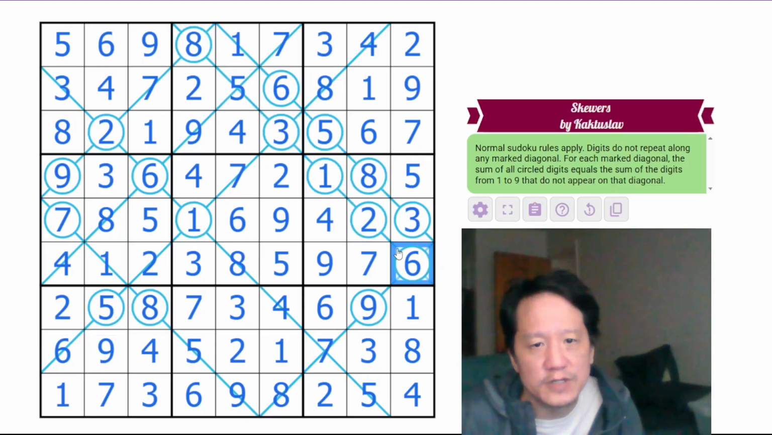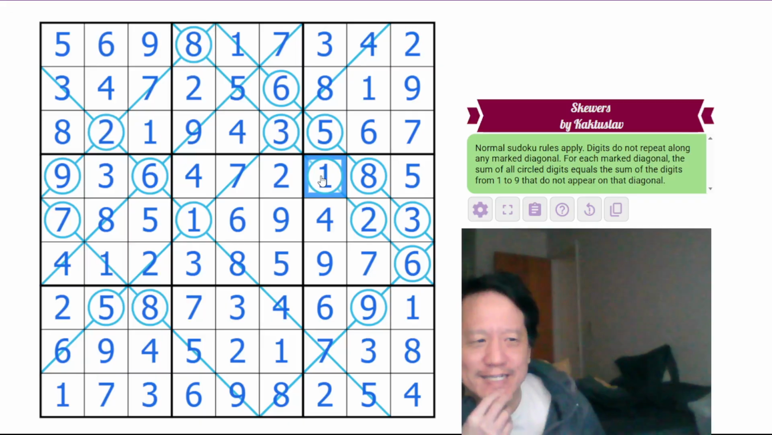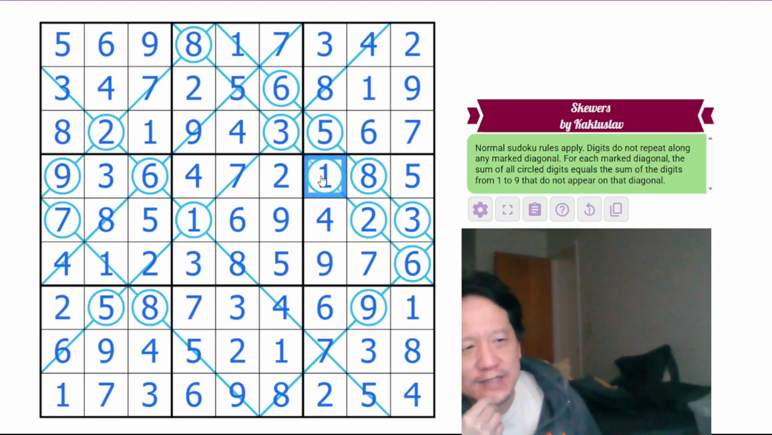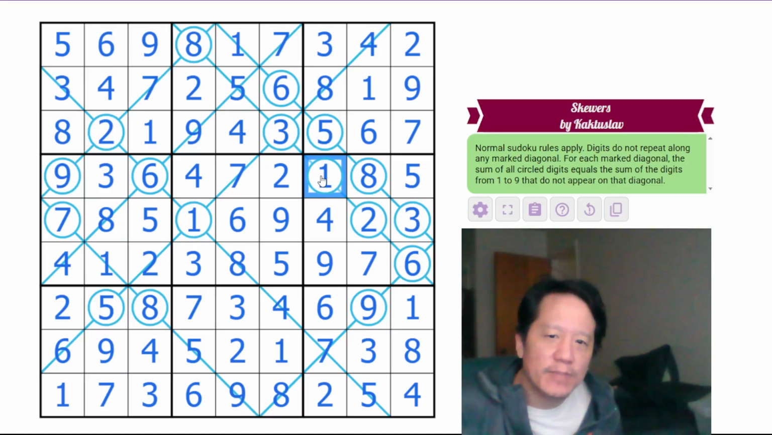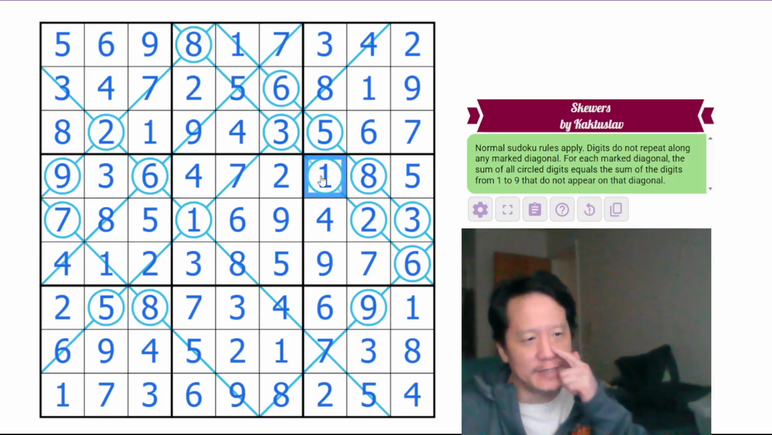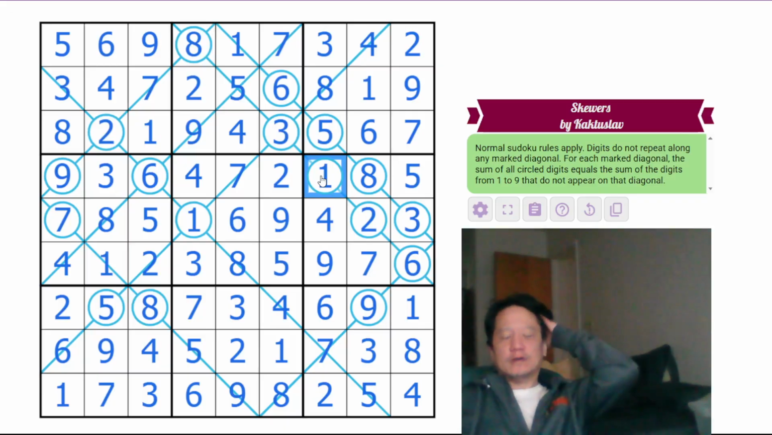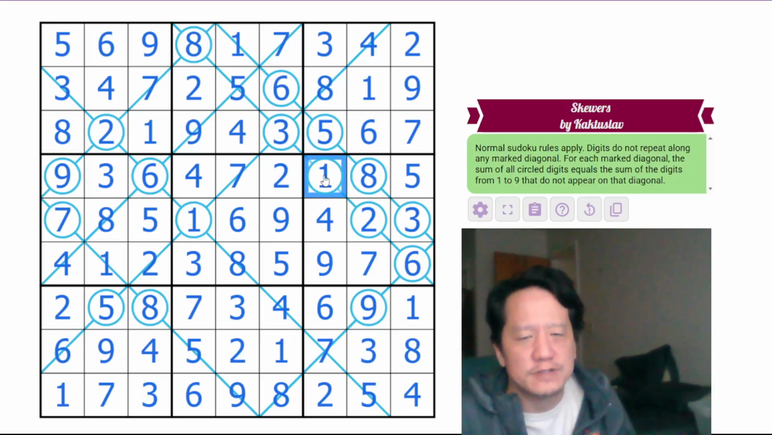Very interesting concept. It's basically kind of like a combination of arrows with cages, but you have the digits outside the cage adding up to the same sum as the digits in the circles. It's interesting. Is it challenging or is it hard? The logic behind it wasn't that hard. Execution-wise, actually, I don't think it was that hard. So challenging probably is appropriate for this difficulty level.